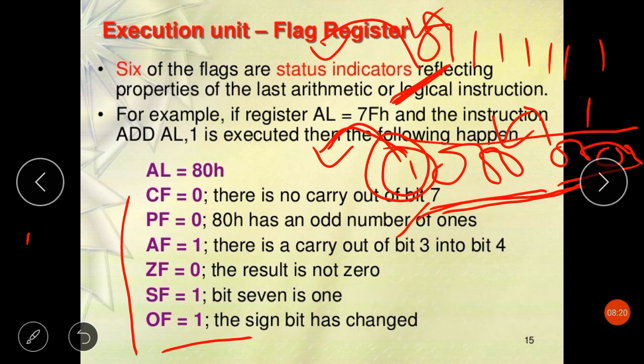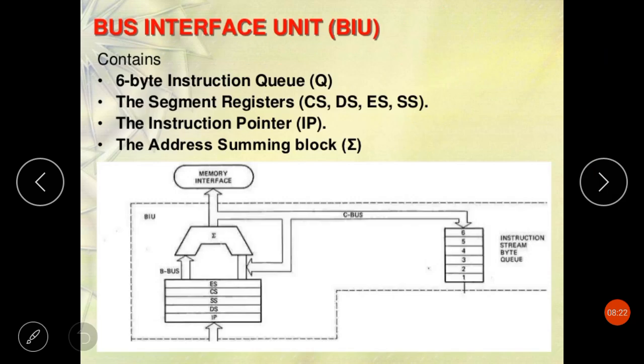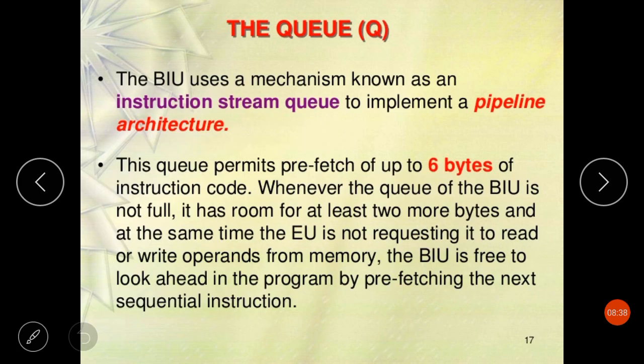So the next topic is bus interface unit. As I have told you, bus interface unit consists of 6-byte instruction queue. It contains segment registers, instruction pointer, and then address summing block. So starting with the 6-byte instruction queue, what is the purpose of the 6-byte instruction queue?